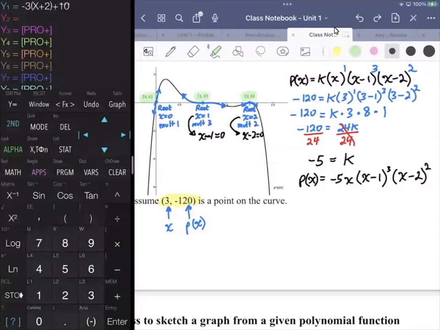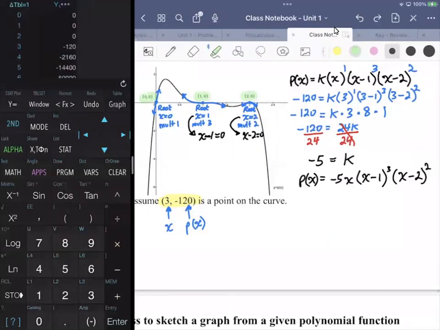All right, so if I put in this equation here, again, in the TI you'd hit Y equals, then you type in only the right-hand side: negative 5x, (x minus 1), close it up and cube it, then (x minus 2), close it up and square it. All right, enter. And then you can go to the table, second graph, and just take a look at the points.